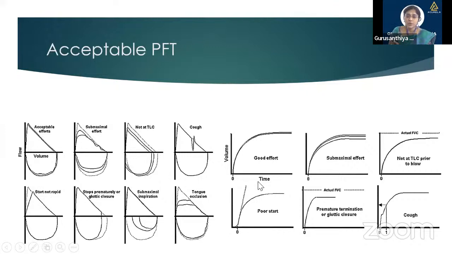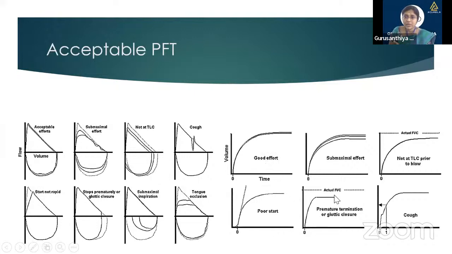This is a volume time graph which shows a good effort. This is time on the x-axis and volume on the y-axis. You see 0, 1, 2, 3, 4, and this is the 6th second. The patient has expired fully to the 6th second and was able to hold it. So this is a good effort.